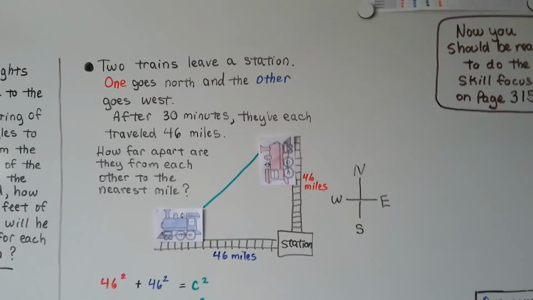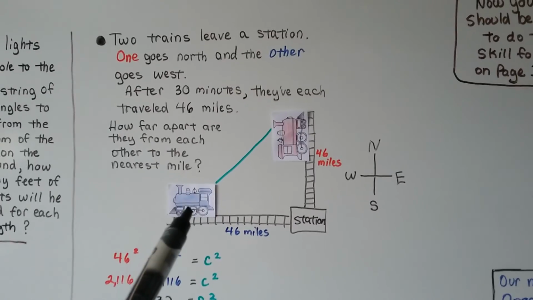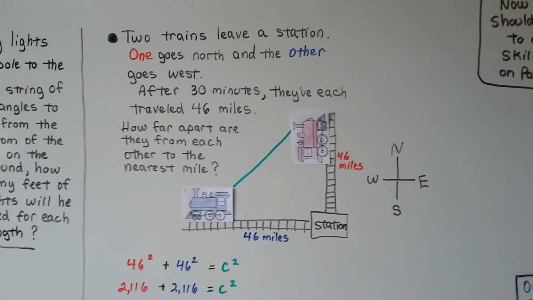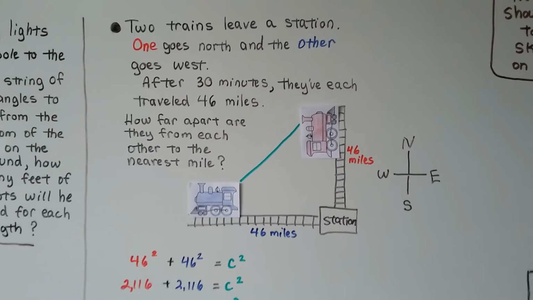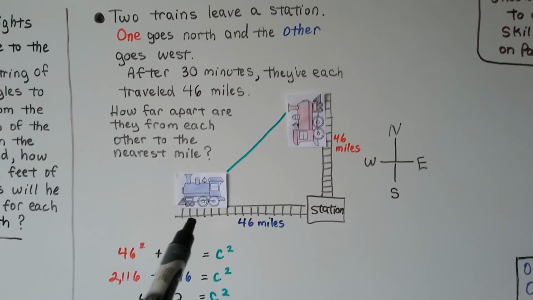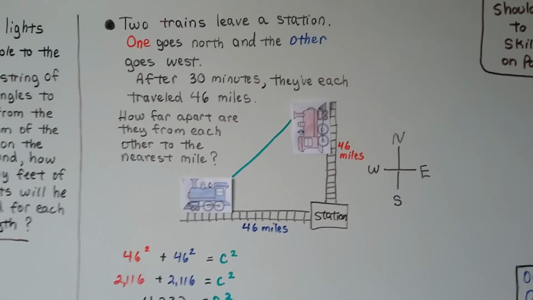Two trains leave a station. One, the red one, goes north, and the other goes west. The blue one is heading west. After 30 minutes, they've each traveled 46 miles. So here's the station, and after half an hour, this one went 46 miles and this one went 46 miles. How far apart are they from each other to the nearest mile?